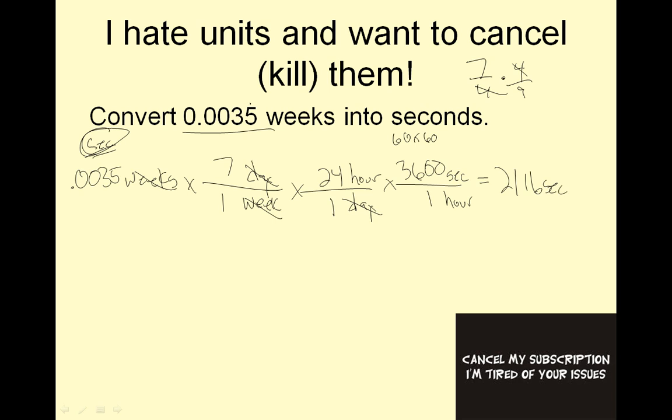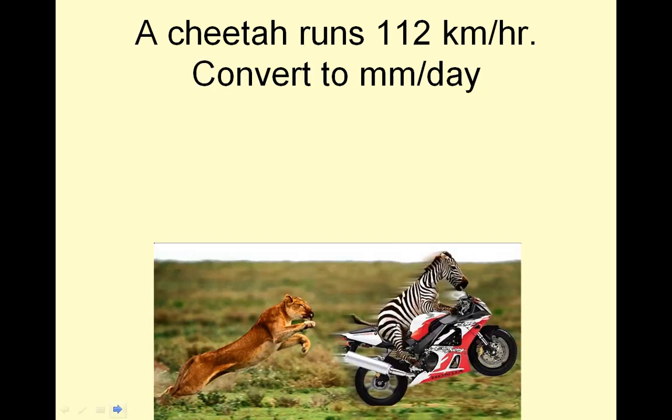Okay. Now, the best answer, because my given unit has 2 sig figs, is to put this into 2 sig figs, which means 2 non-zero numbers, basically. 2,100 seconds. Okay. Easy peasy.